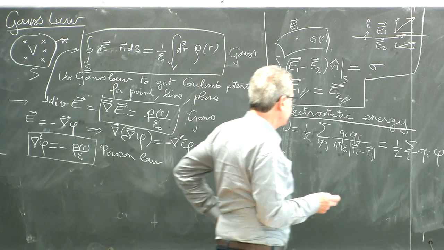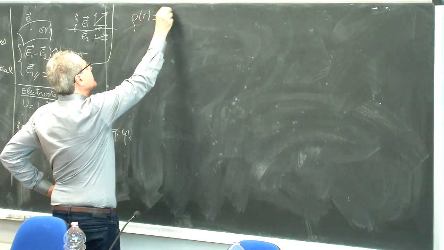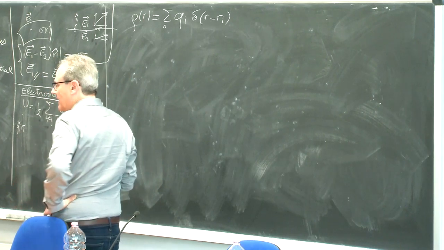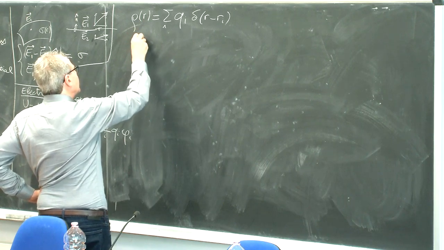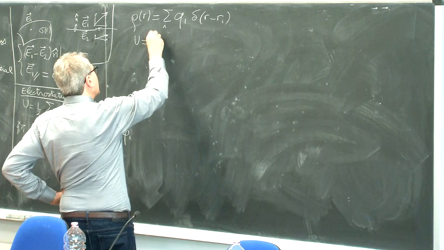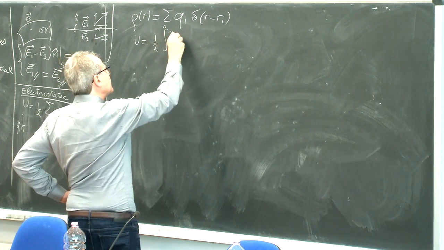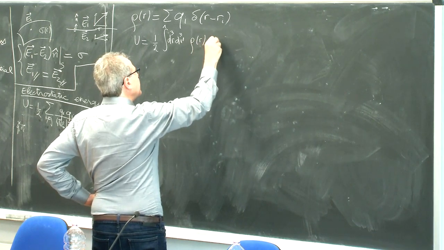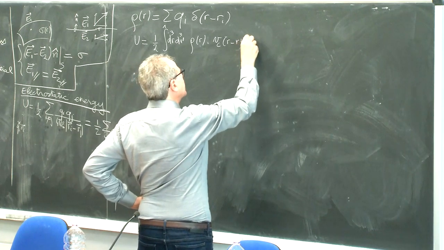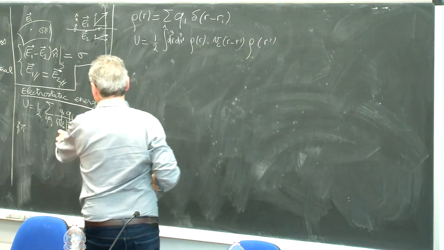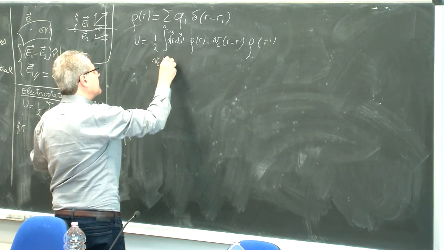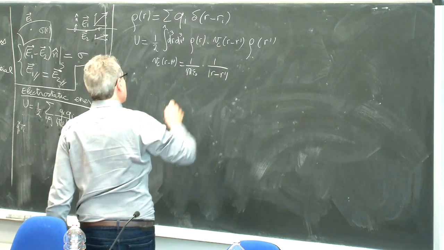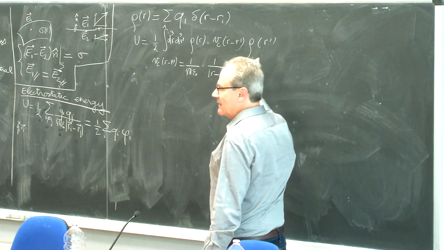Now, if you remember that the charge density is rho of r equal to the sum over i of qi delta of r minus ri, then, up to something which I will write, U, the total interaction energy, is equal to 1/2 integral d3r d3r prime of rho of r Vc of r minus r prime rho of r prime. I remind you that Vc of r minus r prime is just 1/4 pi epsilon 0 1/|r minus r prime|. So you just put this in and you have it.